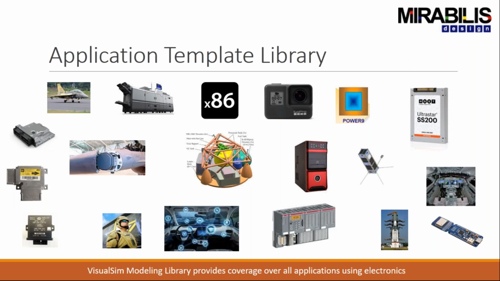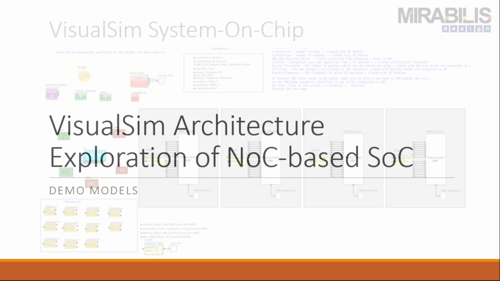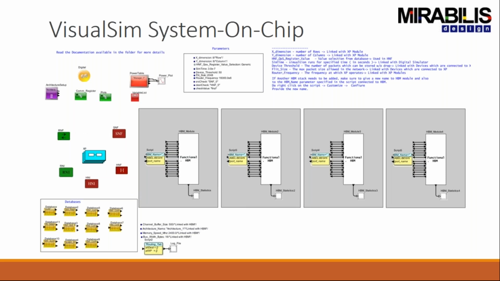So now we are going to take a detailed look into how we have done the architecture exploration of a network on chip. For this, we are going to look into the ARM CMN600 network on chip. When we started building this, there were a lot of questions that had to be answered, like how can we model this? I want to go from configuring a 4x4 mesh to 8x8 instantly, and how can we specify what devices are connected to each of these cross points?